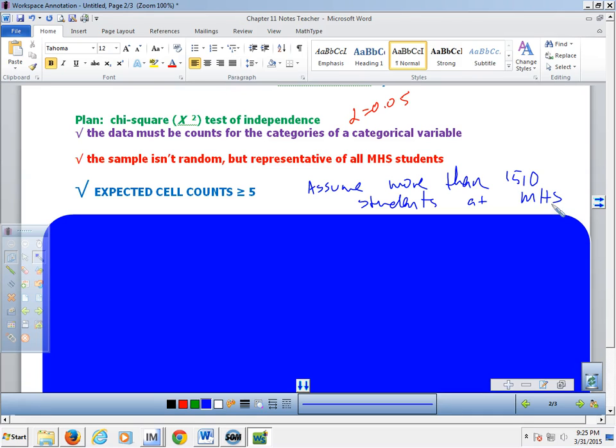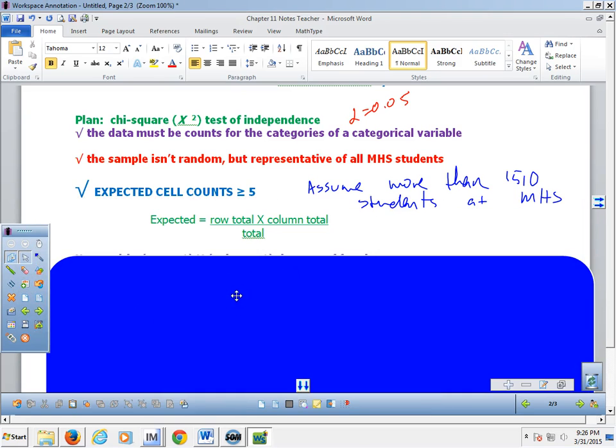We do need the 10% condition here because we are supposed to be randomly sampling from the population. So those conditions are met. We're ready to go do the test. It's just like from yesterday.